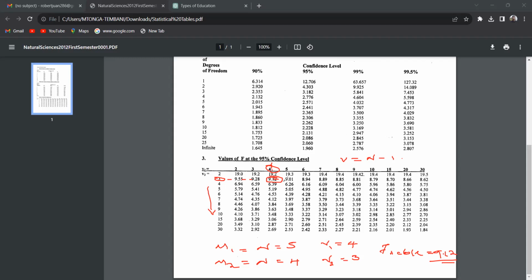Then the F calculated is the one where you use the variances of the two. You find the two variances and divide. That becomes your F calculated. Then you compare.